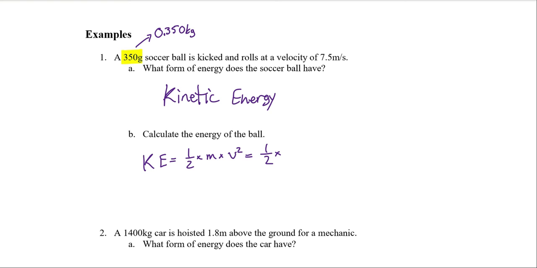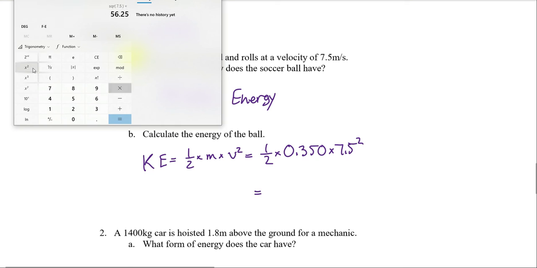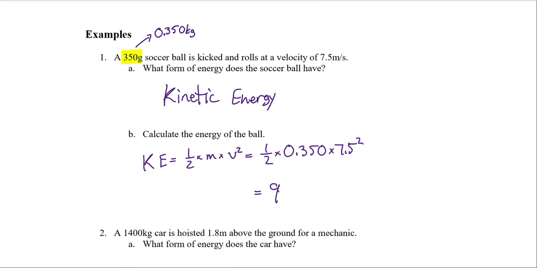Now we can do this. 1/2 times 0.350 times 7.5 squared. Remember to use BEDMAS. You have to do the exponent first before you do your multiplication. I get approximately 9.8 joules of energy.